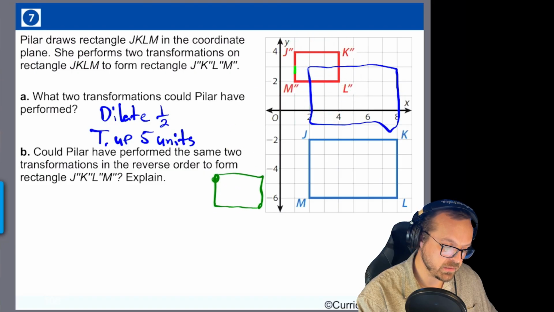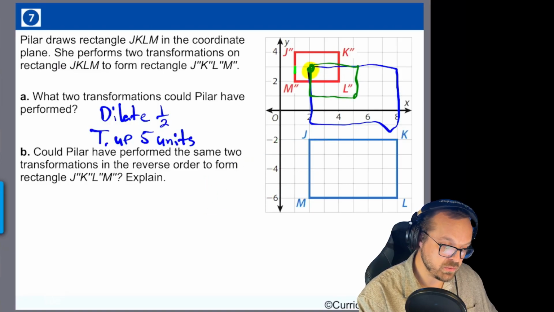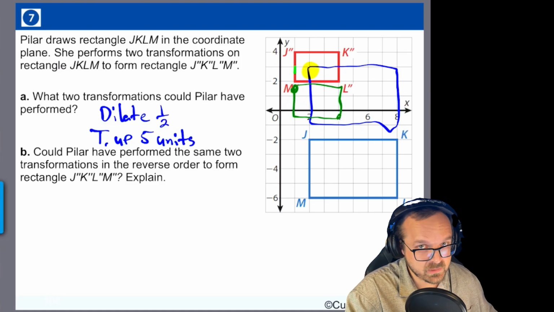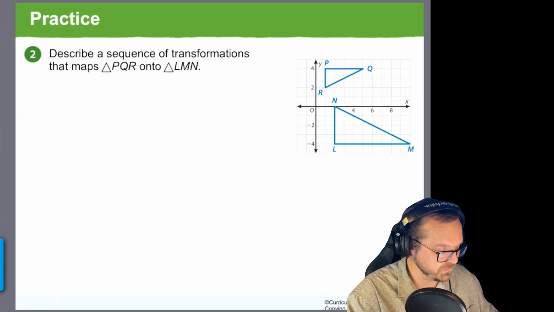So this point right here, which is at 2, 3. This gets interesting. 2, 3. Well, the 2 divided by 2, or 2 times 1/2, would get me here, and then 3 divided by 2, or 3 times 1/2, would get me down to 1.5. So it actually dilates to there, which is really strange, and it doesn't work, right? We should be getting closer to the origin. So no, we can't do it in reverse order.